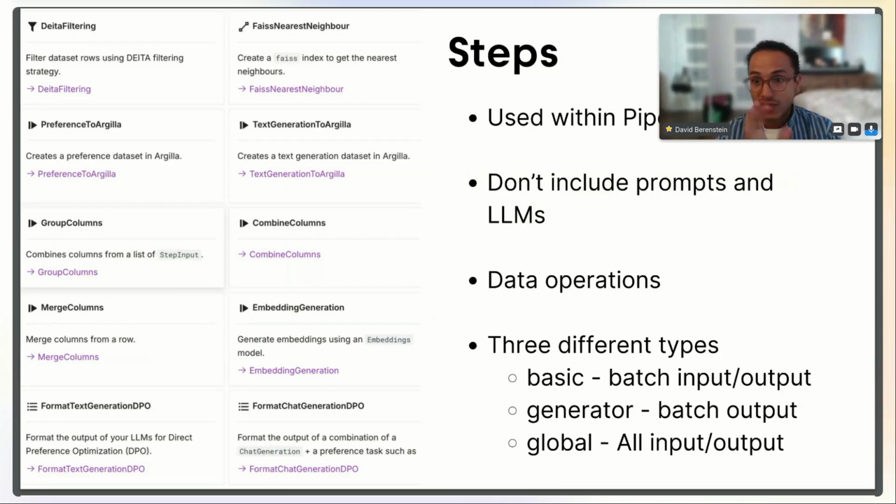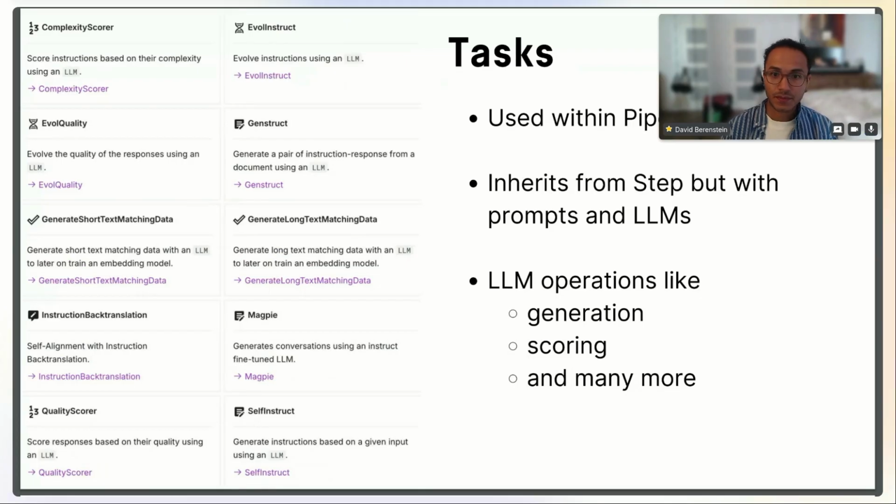There are a lot of steps. These are used within a pipeline, don't include prompts and LLMs, and are normally used for basic data operations. There are basically three main types: a basic step that has input and output, a generator step that just produces output, and a global step that waits for all of the input to be there and then produces the output. That can, for example, be used for deduplication and that kind of thing.